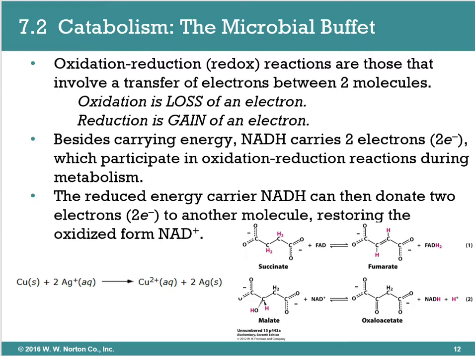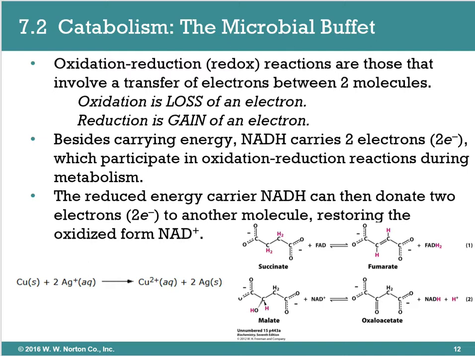So definitely know the difference between oxidation and reduction. That's pretty much as far as I'm going to go with that. I'm not going to expect you to know how to do this mechanism right here. It's not really relevant for y'all. But I do want you to know what a redox reaction is. A redox reaction involves the transfer of electrons between molecules.